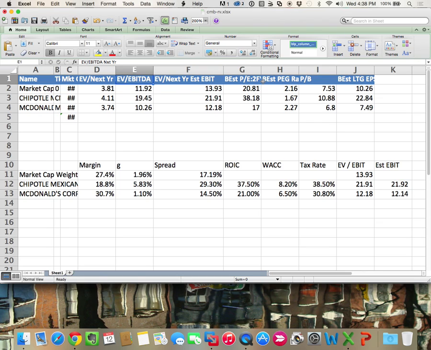The PE is affected by their capital structure, and Chipotle is completely equity, so it's distorted compared to McDonald's, who has debt, but it's similar. Okay, so if I could just stop you right there, that's exactly the type of insights that I want you guys to connect.